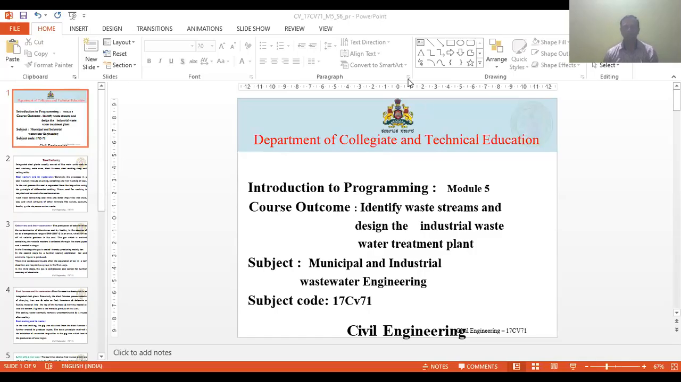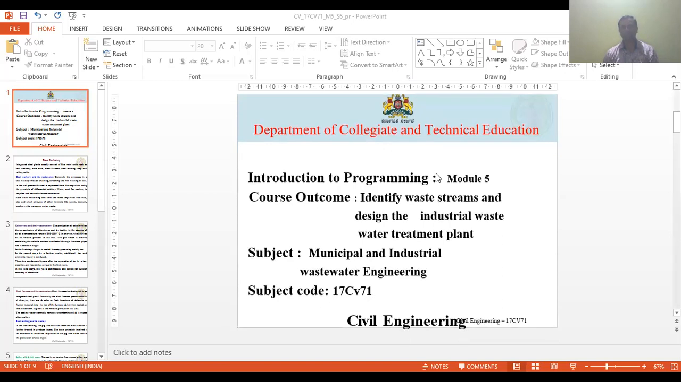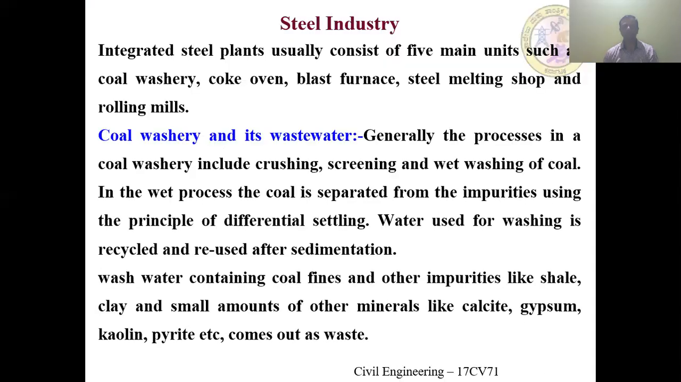In today's class on municipal and industrial wastewater engineering, we'll discuss one more industry, that is the steel industry. Steel is the main source for any construction activities. Integrated steel plants usually consist of five units such as coal washery, coke oven, blast furnace, steel melting shop, and rolling mills.